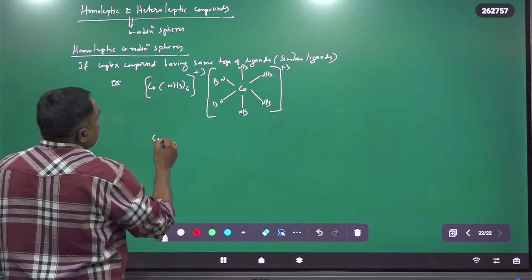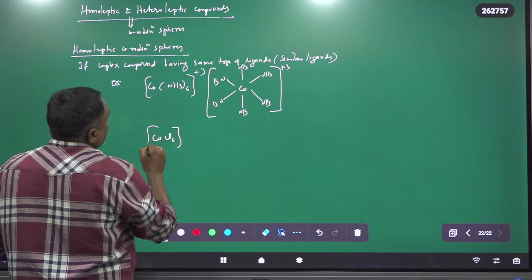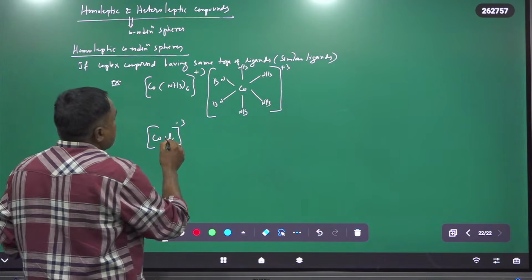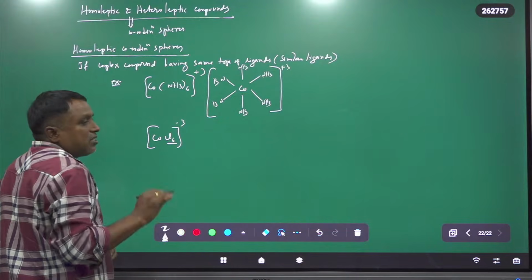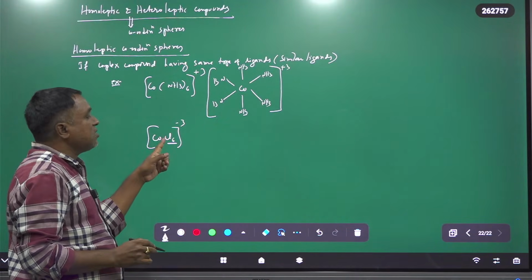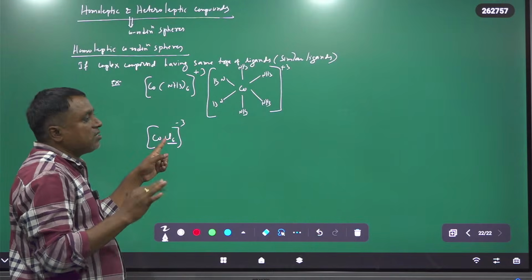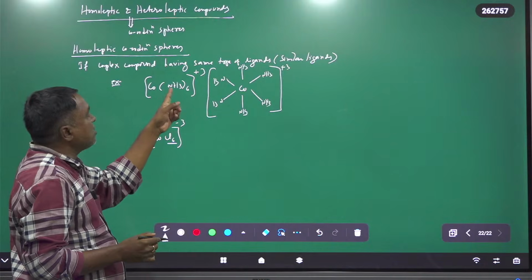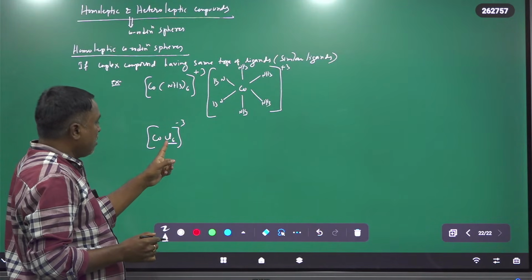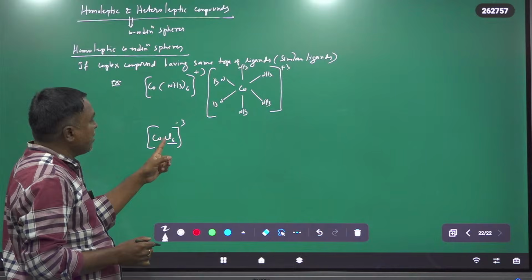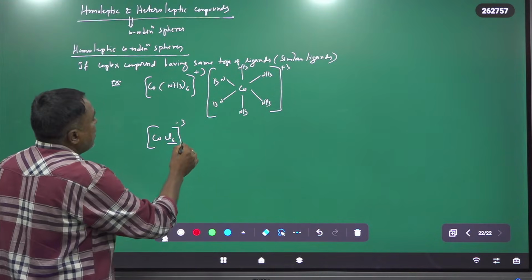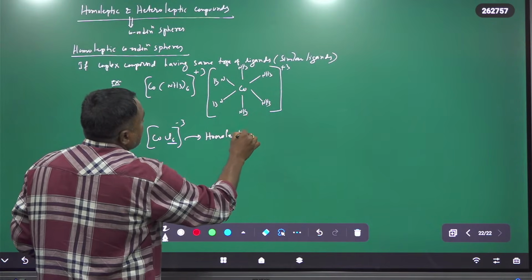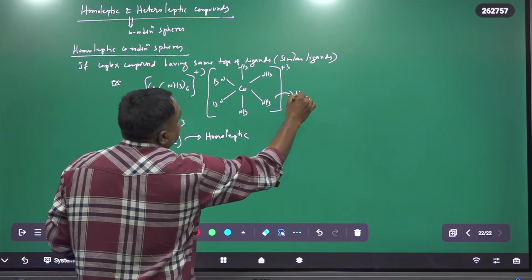One more example, [CoCl6]3-. In this also there are similar ligands. All ligands are similar, they are Cl. In this all the 6 ligands belong to the same Cl. Therefore it is also homoleptic.